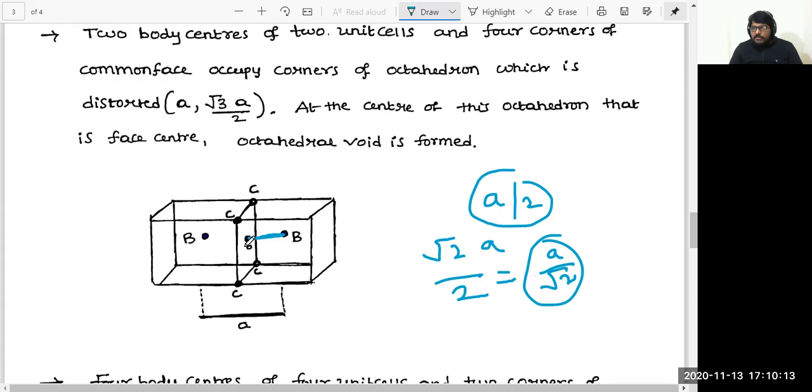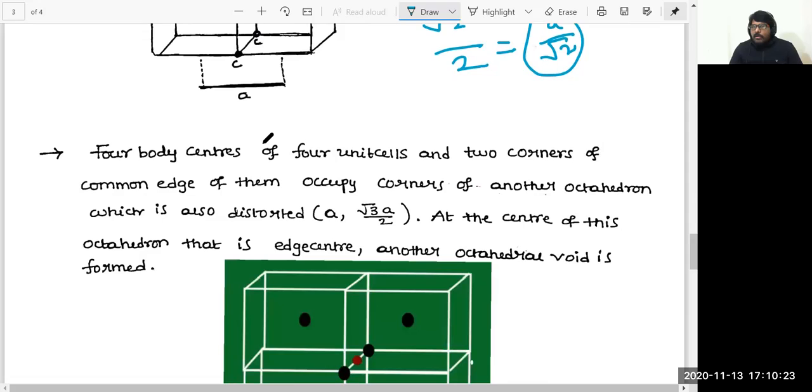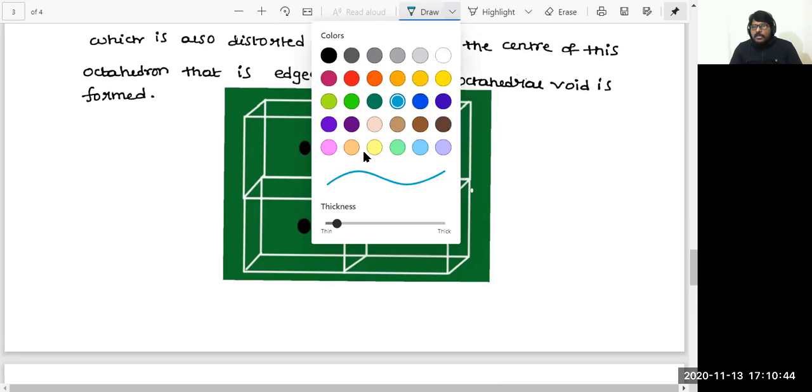This is one position. And another position is not only the face center, even the edge center is also an octahedral void. But in order to see this, you need to take 4 unit cells. 2 unit cells are not sufficient. Now this is 1, 2, 3, 4 unit cells, and these are the body centered atoms of the 4 unit cells.